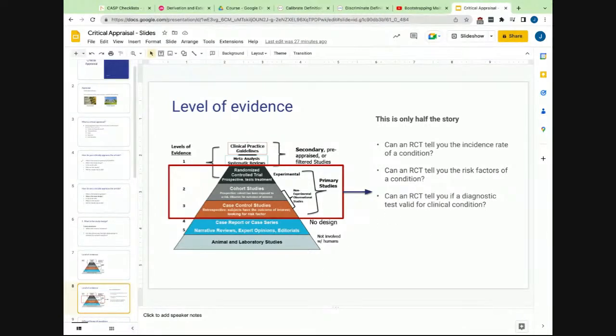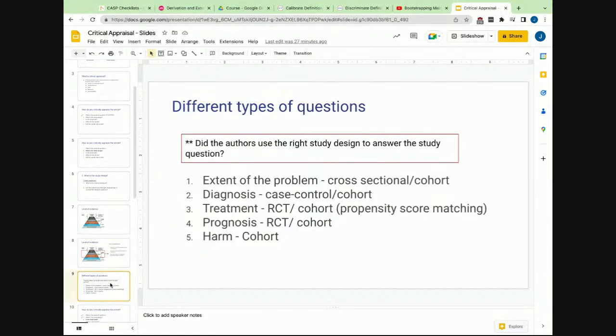The question is, can a randomized controlled trial tell you the incidence rate of a condition? Can an RCT tell you the risk factor of a condition? Can an RCT tell you if a diagnostic test is valid for a condition? So I don't want you to think about evidence as only this pyramid, but as different types of questions. Did the authors use the right study design to answer the study question? We need to make sure this is matched.